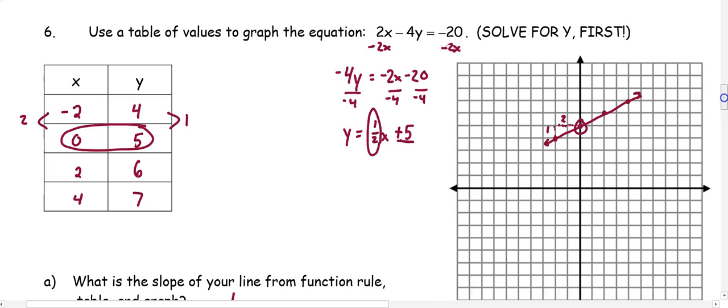If I want to add one more point to my graph, I would go up 1, right 2, because I'm using that slope, and then I would connect my line.